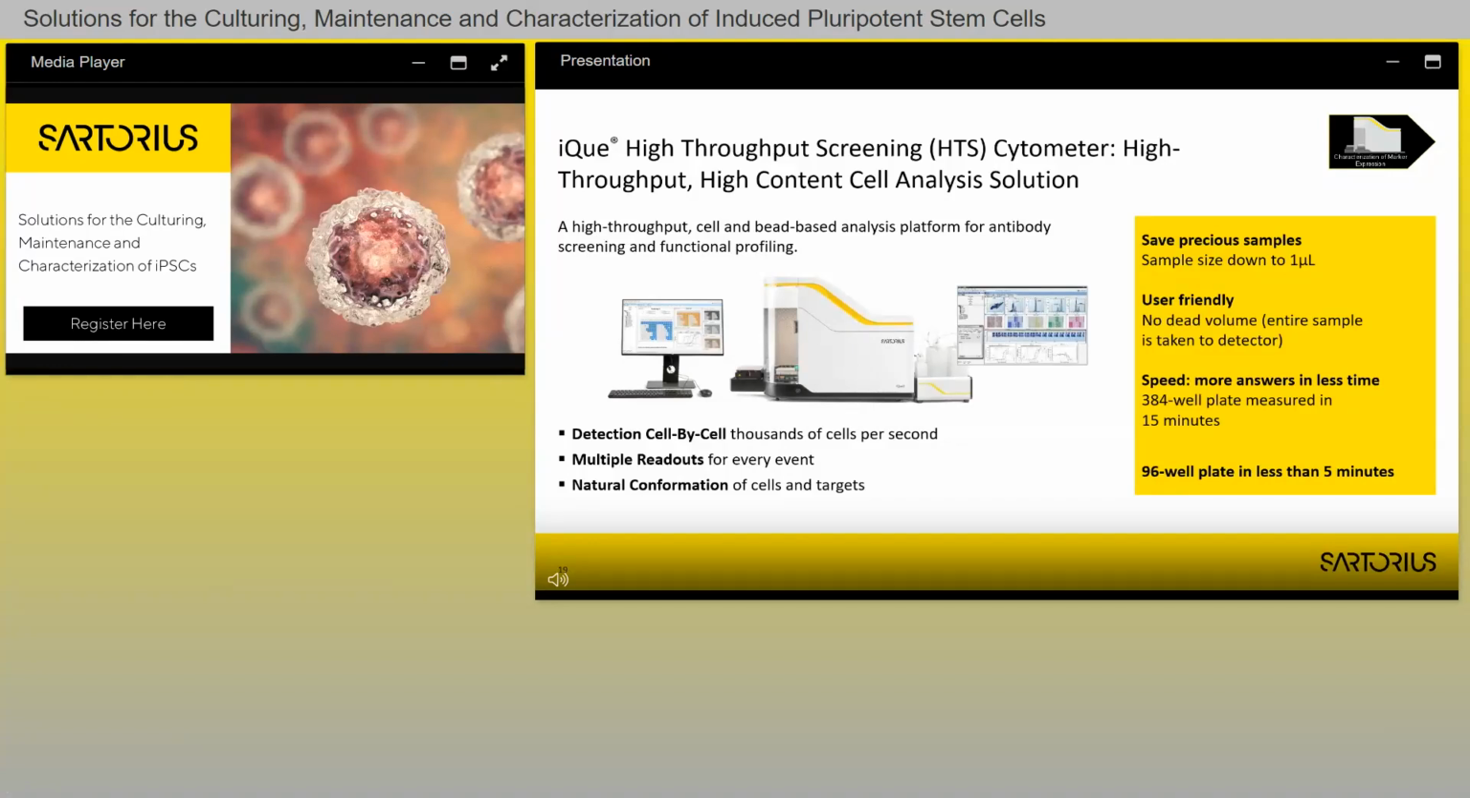Because of the design of the system, you can save precious samples. The sample sizes go all the way down to 1 microliter per sample, so you can save any samples that you may want to use downstream. It's user-friendly as well, so there's no dead volume. The entire sample is taken to the detector. It's very, very fast, so you can answer more questions in less time. A 384 well plate is measured in around 15 minutes, and a 96 well plate can be measured in less than 5 minutes.